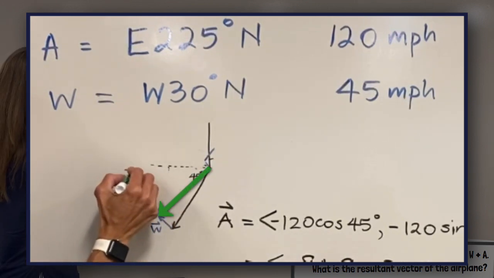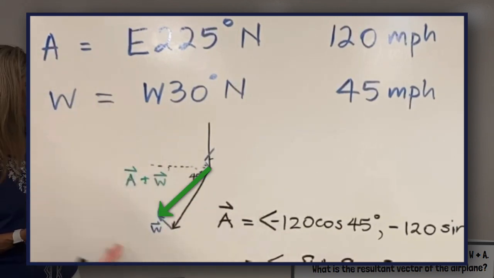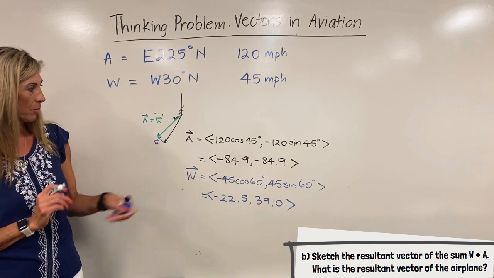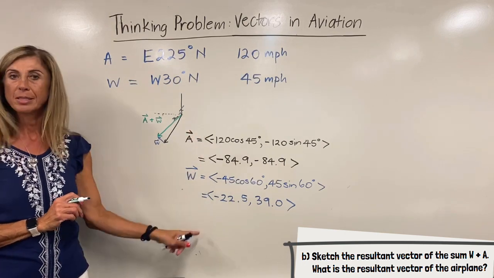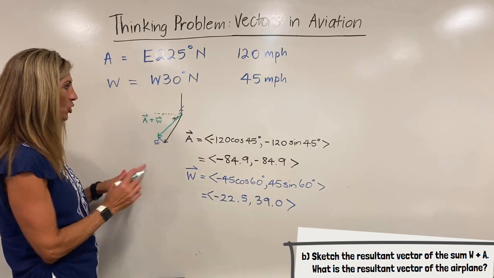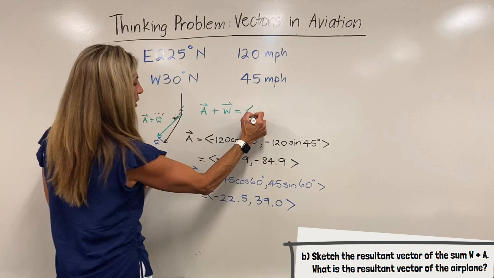Here is A plus W. And what we need to do is determine what is the resultant vector of the wind and the plane. We've already got our wind and plane, so the resultant vector is simply adding the two vectors. And just like we've done before with vector addition, the plane plus the wind vector, we simply add the components.